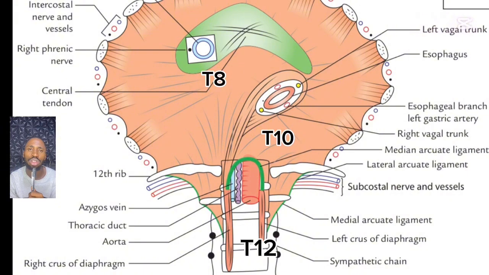So what is transmitted through these openings? The first one: at the caval opening you have the IVC and the right phrenic nerve. At the esophageal opening you have the esophagus, which is the major part there, the right and left vagus trunks, and the esophageal branch of the left gastric artery. Don't forget, at the aortic opening you have three basic structures also: the thoracic duct, the descending aorta, and the azygos vein.